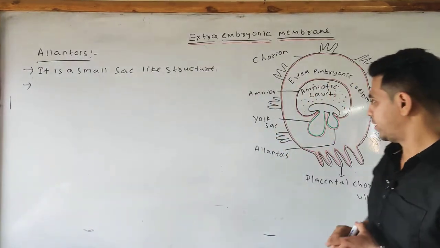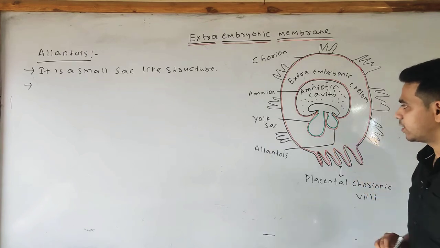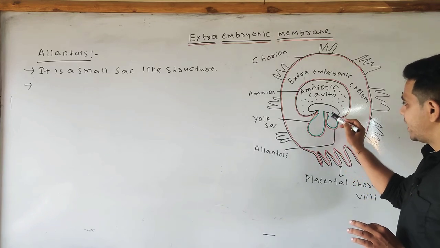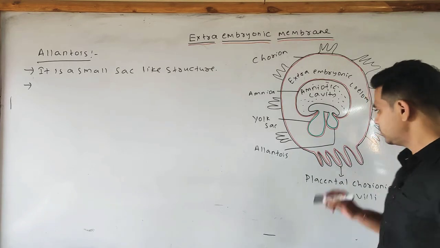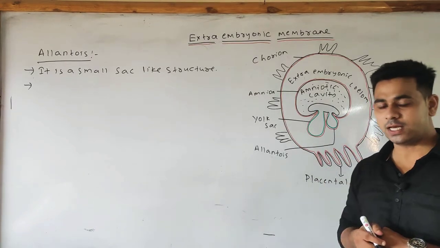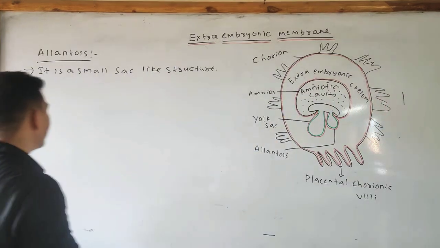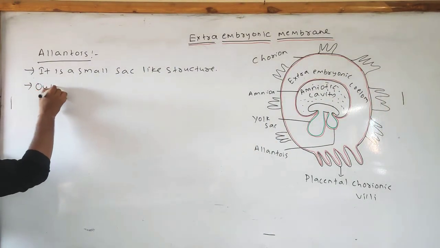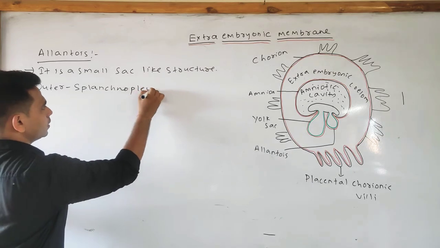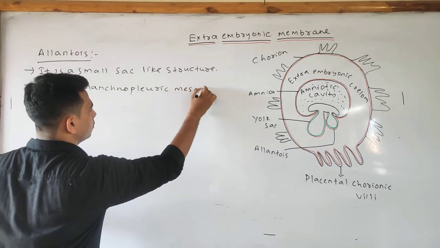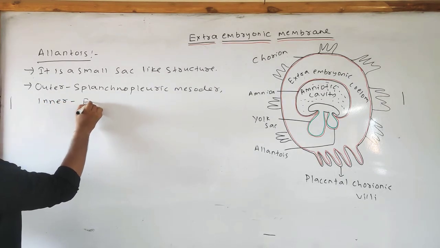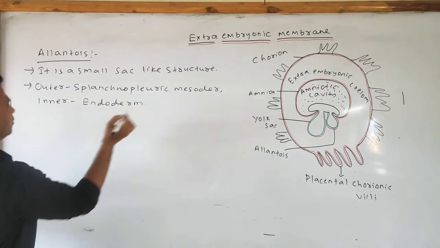As you can see properly, I have lined internally by the green color, means I have told that green color represents the endoderm. So the allantois is internally lined by the endoderm and externally lined by the mesoderm, but the type of mesoderm present here is the splanchnopleuric mesoderm. So we can write here the outer portion is your splanchnopleuric mesoderm, whereas the inner portion is your endoderm. Okay, so do not confuse.